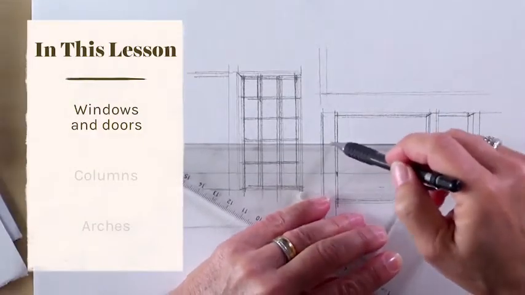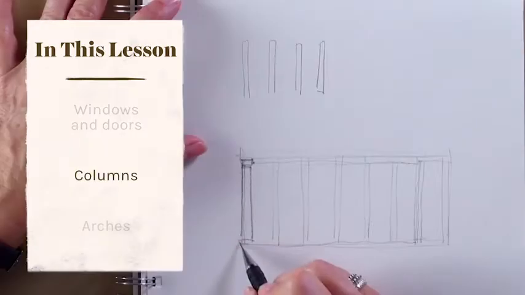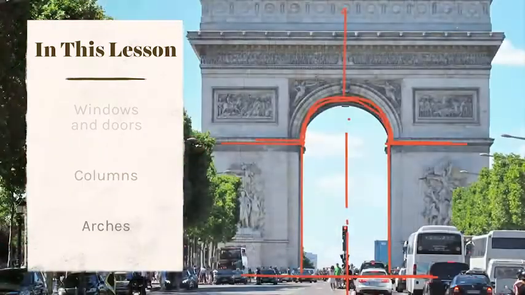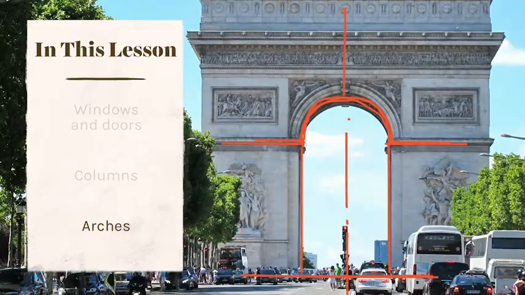Now that we have an idea of how to draw the big shapes of architecture, the next step is to break down the big shapes into smaller shapes. In this lesson, you'll learn an easy approach to drawing windows and doors, the basics of sketching columns, and the anatomy of a true arch. So let's start by heading to Amsterdam.